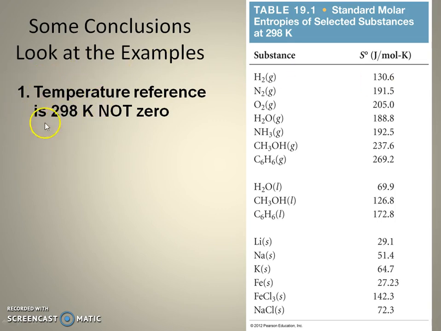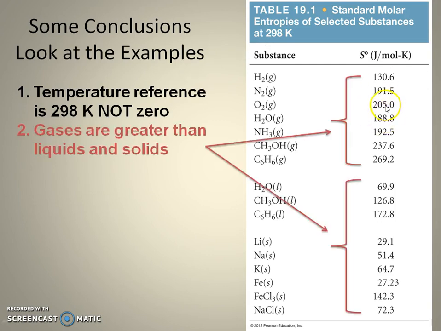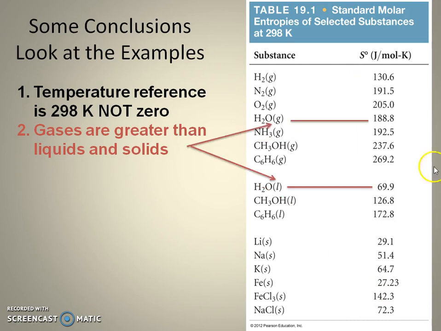So first, the temperature reference is at 298 K, which is basically room temperature. It's not at 0. It is not at STP. So we want to keep that in mind. The other thing to look at is, again, gases are going to have a greater S value, a greater entropy, and you saw that in the last video, how gases are going to have more entropy, more disorder than your liquids and solids. So let's look at a specific example, like your liquid water is 69.9, but your vapor, or H2O as a gas, is 188.8. So again, there's an increase in entropy as you go from a solid to a liquid to a gas.